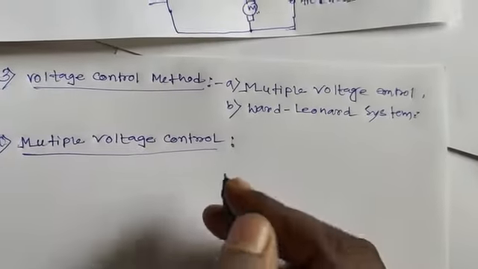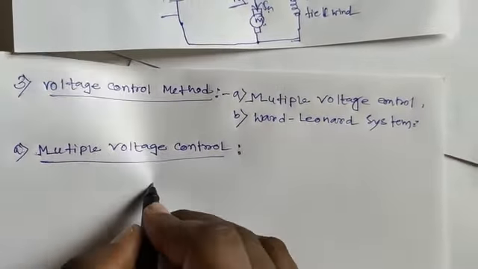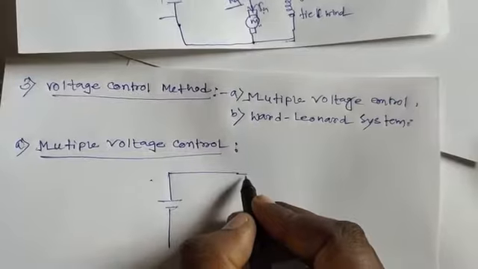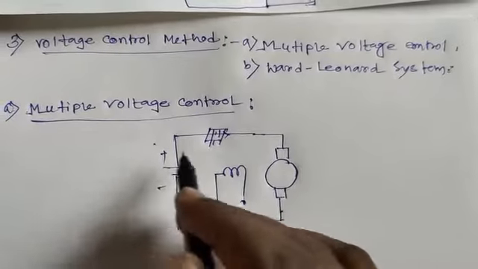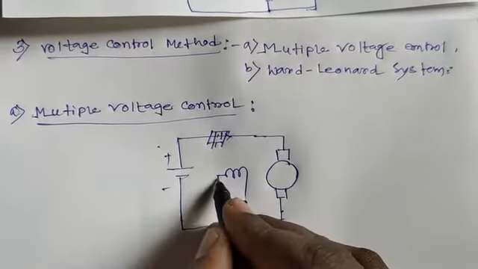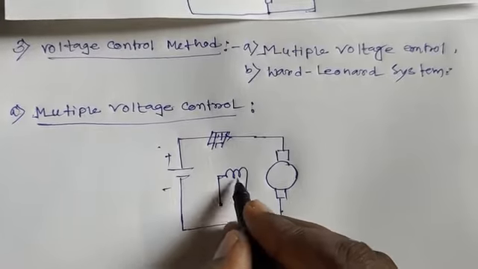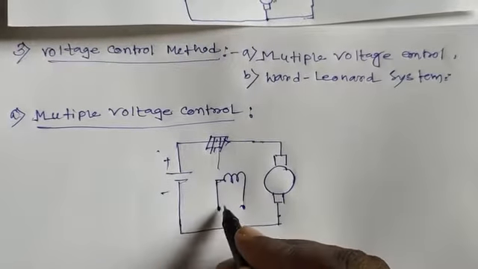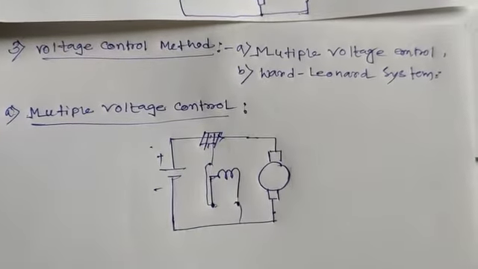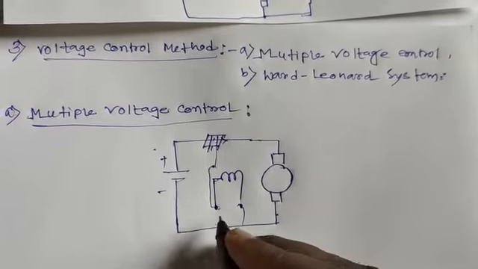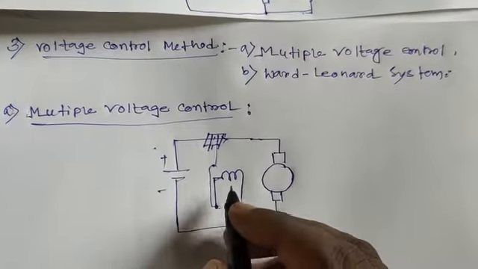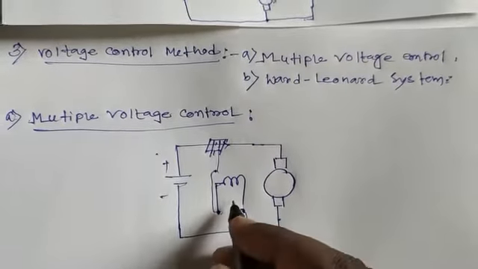In this method, the shunt field is connected. First I will draw the circuit diagram. In multiple voltage control, the shunt field is connected to a fixed excited voltage. This is the field winding which is connected in shunt. There is a fixed excitation supply, that means the fixed supply is given to the shunt field.